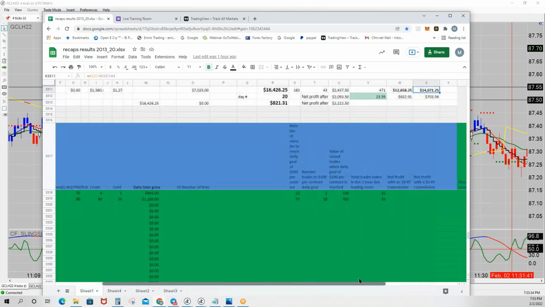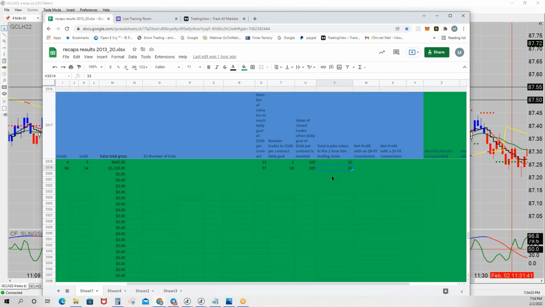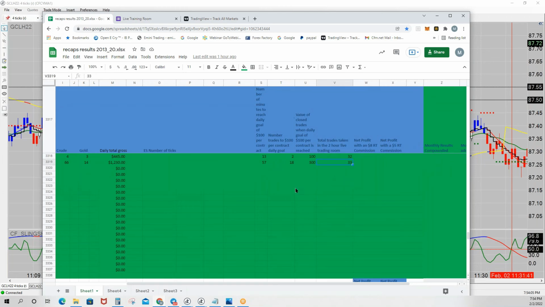That's gross, and that's if you did everything exactly like I did. Now, today it took 57 minutes. That's a long time for me. 57 minutes, almost the whole first hour, and 18 trades. That's unbelievable too, to get to the goal for the day. And at that point, we're up $300. Now the goal for the day is to make $100 per contract. But at that point, I had 2 trades going on, and they both ended up being big winners. And it took me from -6 ticks on crude, I think, to plus $300 overall. And I took a total of 33 trades this morning. I took 32 yesterday and 33 today.